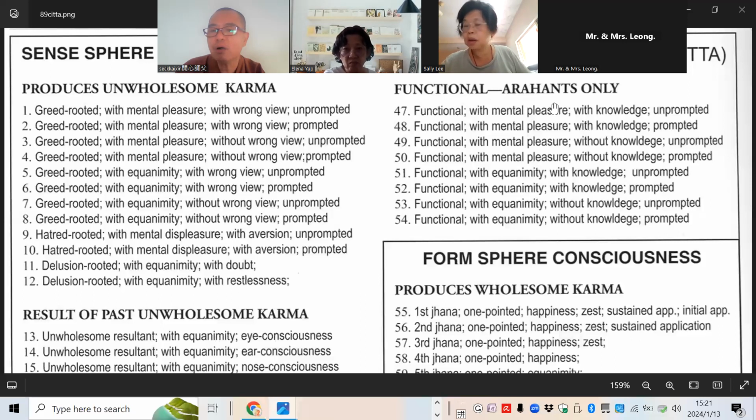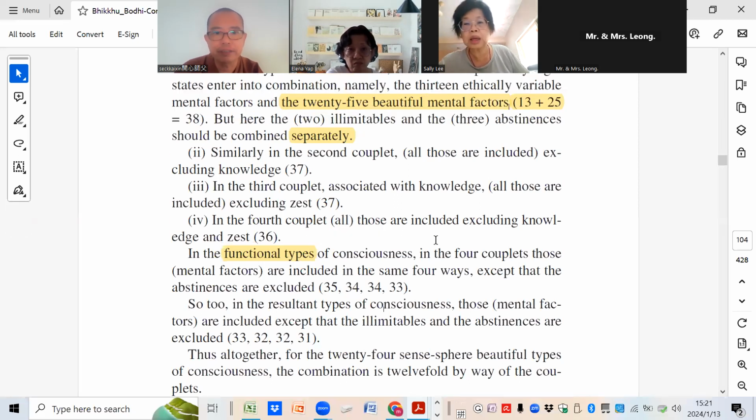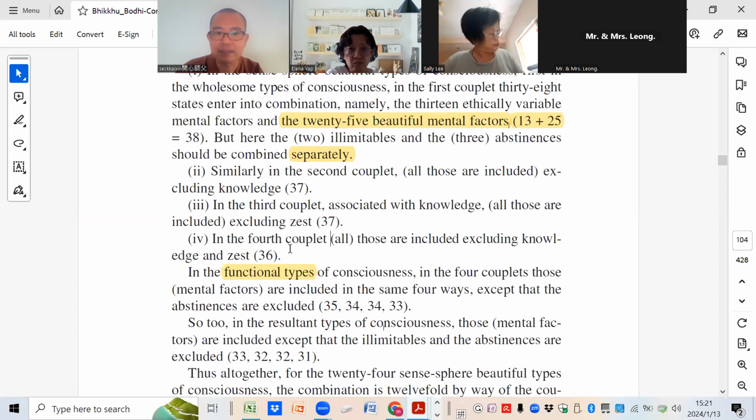According to Abhidhamma, for the functional, all the figures for all the couplets are the same. What does it mean they are the same? Meaning we will get the figures as above here: 38, 37, 37, 36. But according to Abhidhamma, because they are arahants, we have to exclude all the abstinences. So 38 minus 3, Sally, how many? 35. Yes, class, 35. 37 minus 3, how many? 34. 36 minus 3, how many? 33.